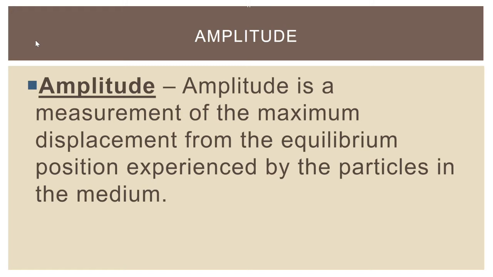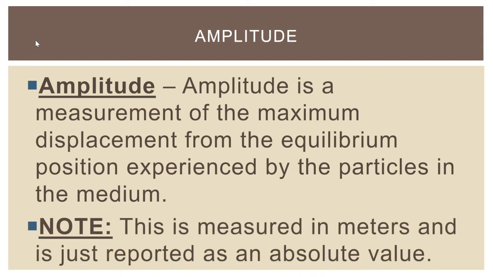The amplitude of a wave is the measurement of the maximum displacement from the equilibrium position experienced by the particles in the medium. Remember, a wave is just energy. And when a wave travels through a medium, which is just the material through which it's traveling, the particles in the medium vibrate up and down and up and down and up and down in this regularly repeating pattern. What the amplitude is, it's a measurement of the maximum displacement from the equilibrium position for these particles.